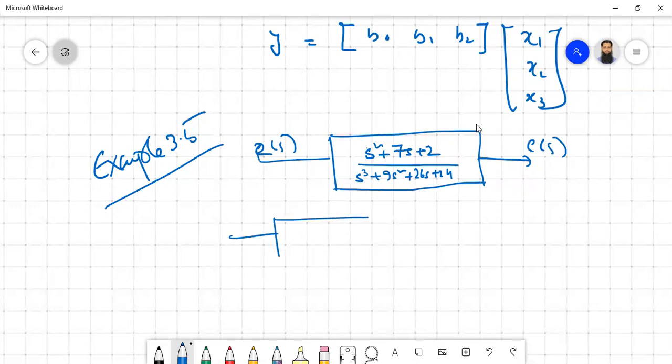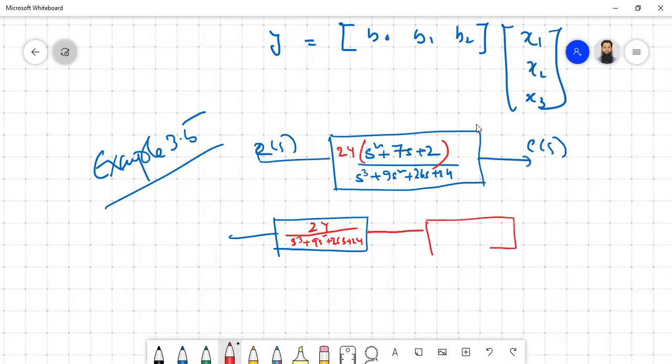To keep this exactly the same as the previous one, you can just multiply here with 24. In that case, you'll have 24 by s cubed plus 9s squared plus 26s plus 24 as the first portion, and the second portion will be s squared plus 7s plus 2. This will be your x1. This is your R(s), and this is your C(s), or eventually Y(s), in the state space representation.